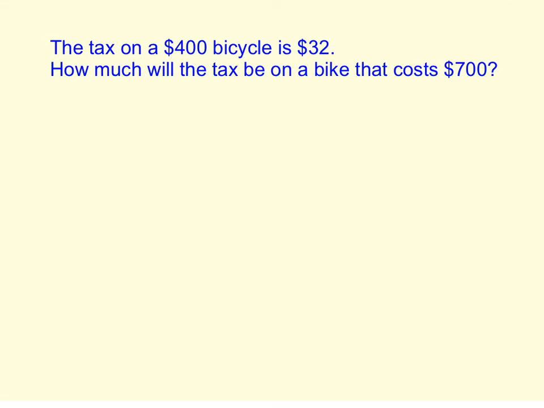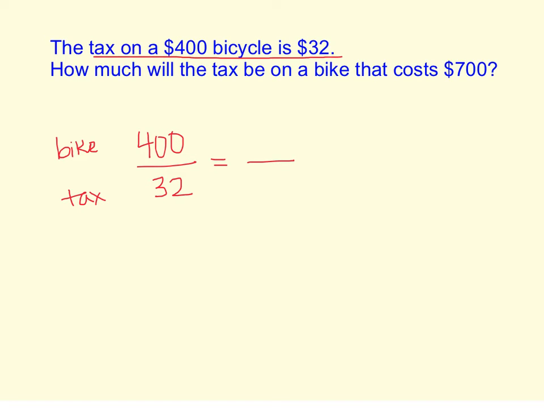All right, another example. The tax on a $400 bicycle is $32. How much would the tax be on a bike that costs $700? So there's that tax on a $400 bicycle is $32. That's our first ratio. We can do 400 over 32. And then we just have to be careful about this. Is the $400 the cost of the bike, or is it the tax? It says it's a $400 bicycle, so that's actually what the bike costs, and the tax is $32. We're going to set up a proportion with the other information they gave us. How much will the tax be on a bike that costs $700?